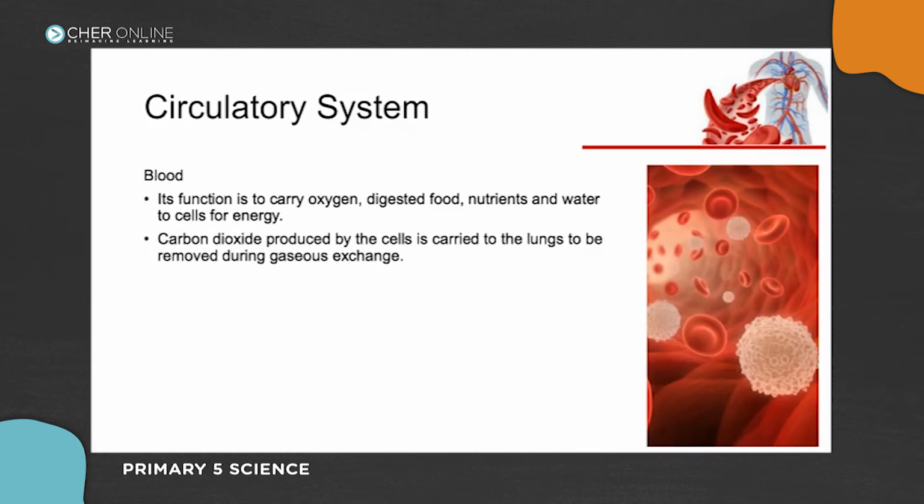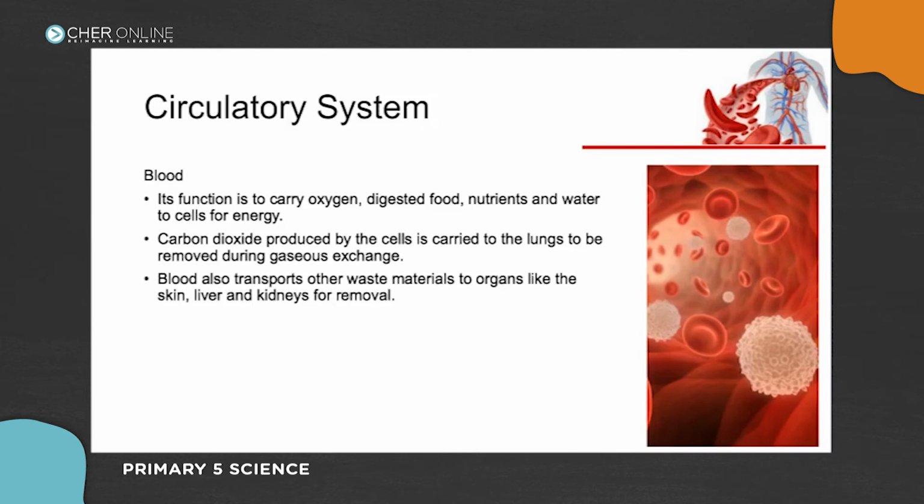At the same time, when your cells produce carbon dioxide and other metabolic waste, they will be carried by your blood to different parts of the body. So carbon dioxide, for example, will be carried to the lungs, and then metabolic waste like urea will be carried to your kidneys, and then your kidneys will do the magic of converting your urea to urine. Okay, so blood is working very hard. It is transporting good stuff, it's also transporting bad stuff.